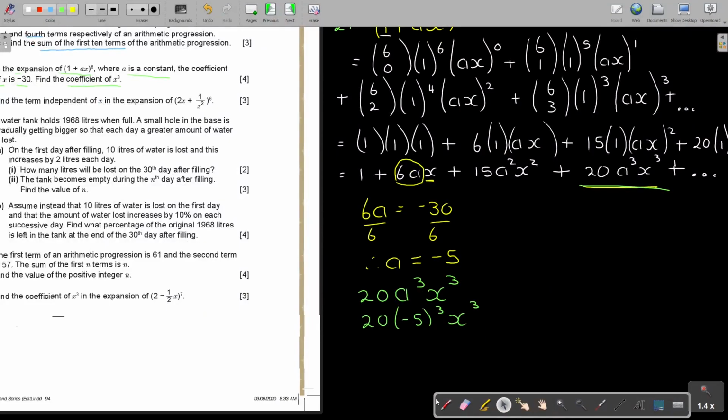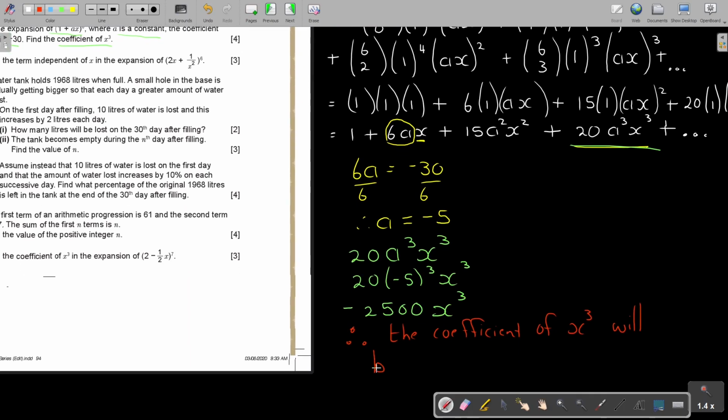And that, if it's negative 5 to the power of 3 times the 20, so it's negative 2500 x cubed. Don't stop there. Read the question. Find the coefficient of x cubed. So therefore, the coefficient of x cubed will be negative 2500, the value in front. And that's how you do number 2.